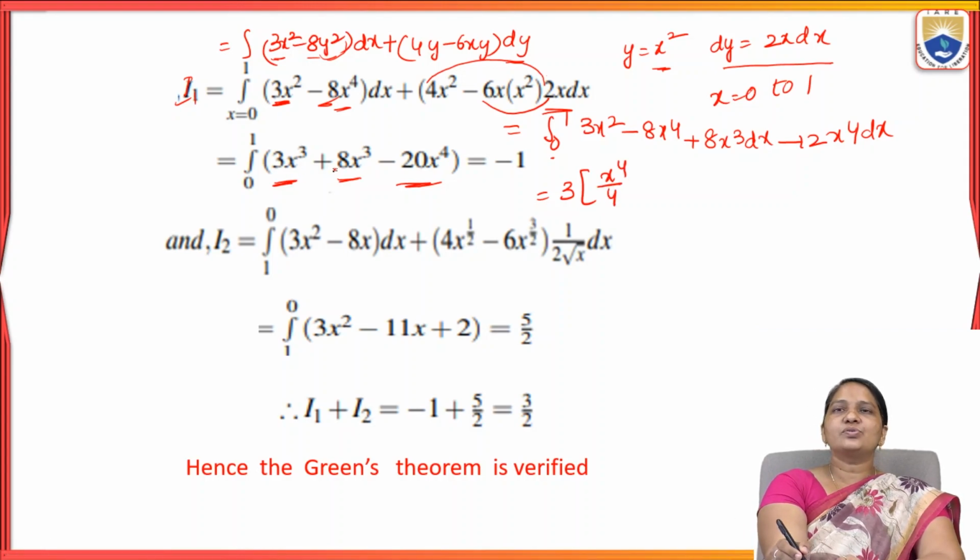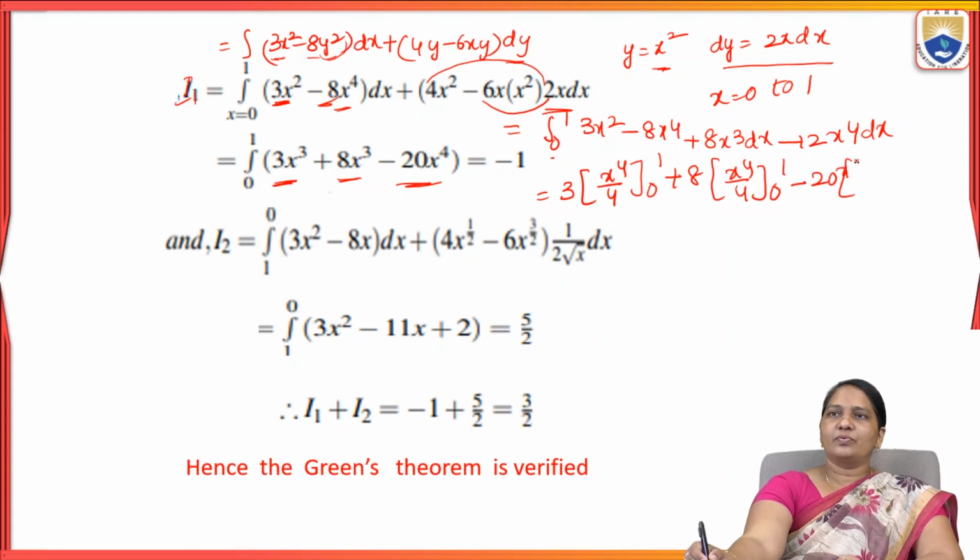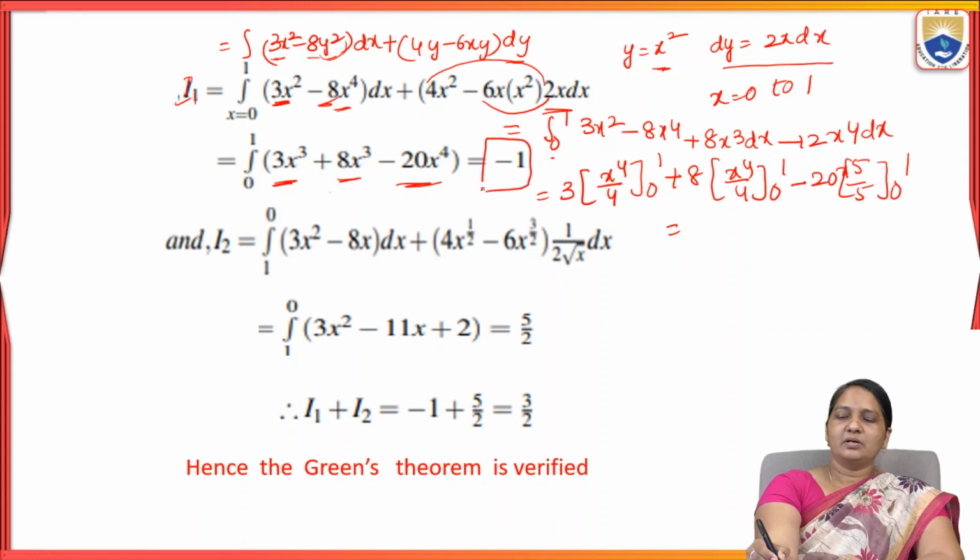Otherwise, we can add these two to get the integration also. So if you want, we can do it separately. Integral 0 to 1, plus 8 into integral x cube dx is x power 4 by 4, limits are 0 to 1, minus 20 into integral x power 4 is x power 5 by 5, limits are 0 to 1. So when you are substituting this value, we are getting here minus 1.